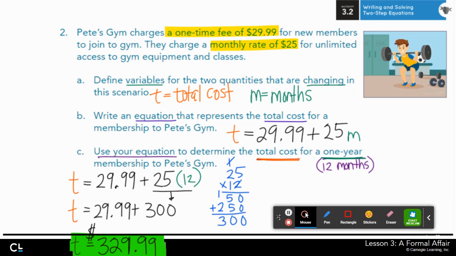Notice what I highlighted. Notice the variables that are changing are the total costs and the months. The equation is T is equal to $29.99 plus 25 times M because that is the rate per month. And then in C, we used our equation, plugging in 12 months into the equation to get a total of $329.99. Notice how I showed all of my work. This is the expectation. Pause here if you need to go ahead and get these notes down.